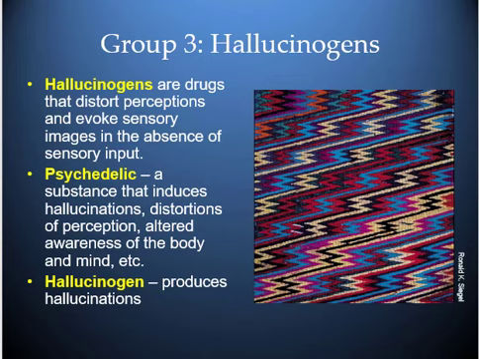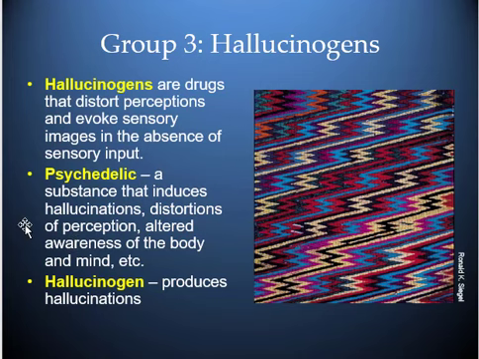Hallucinogens, as I said, produce hallucinations. All of this definition is actually what a psychedelic substance does. So most new textbooks are now using the correct word, and I'm hoping you will start using the correct word as well, which is a psychedelic substance. A psychedelic substance can produce hallucinations, but it can also distort perception, alter body awareness, and create confused sensory images, things like that.